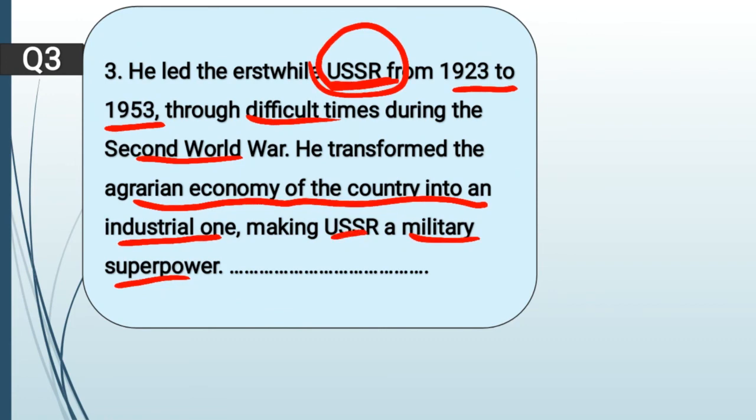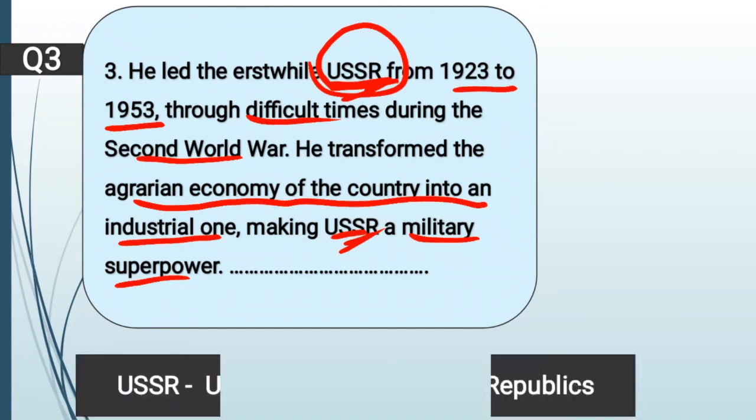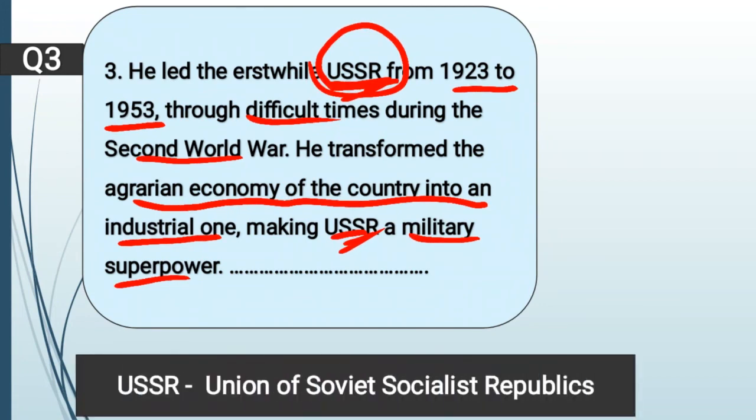So here we have come across this abbreviation two times. Can you see the expansion of USSR? What's the expansion of USSR? It's Union of Soviet Socialist Republics. So children, this is the person who was the General Secretary of the Communist Party of the USSR from 1923 to 1953. Can you guess the answer?